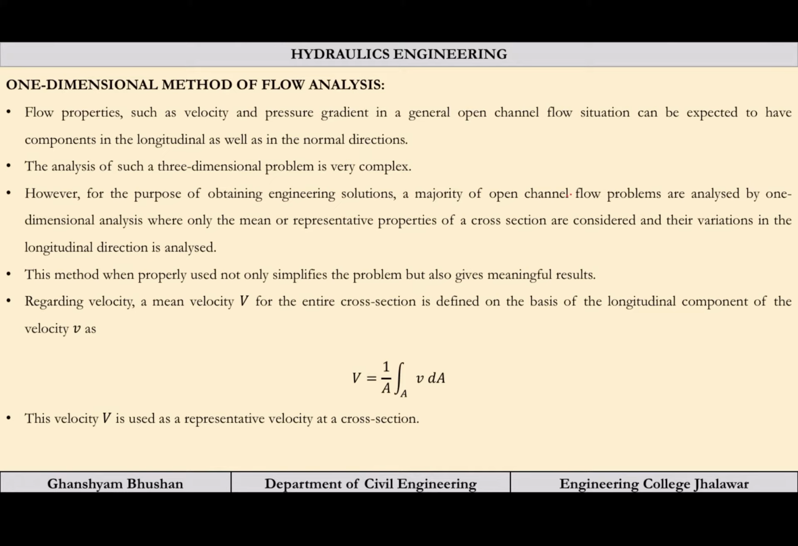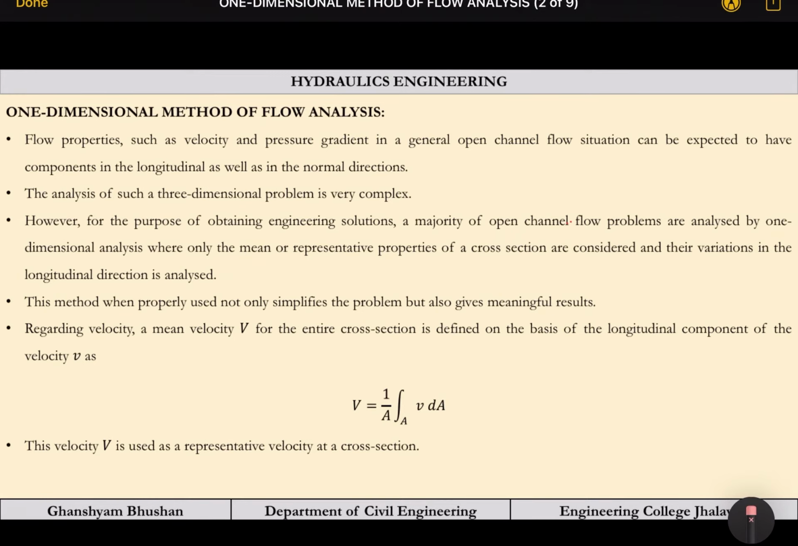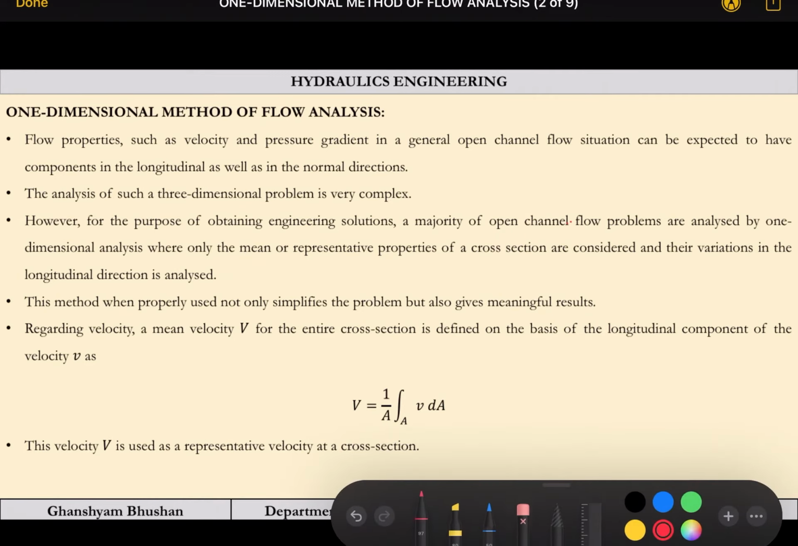Regarding velocity, a mean velocity for the entire cross section is defined on the basis of the longitudinal component of the velocity v. The mean velocity which we use very frequently is not the actual velocity. It is a representative quantity for the velocity variation. This you must have studied in your fluid mechanics. So how can we replace the velocity? This is the real velocity, small v.